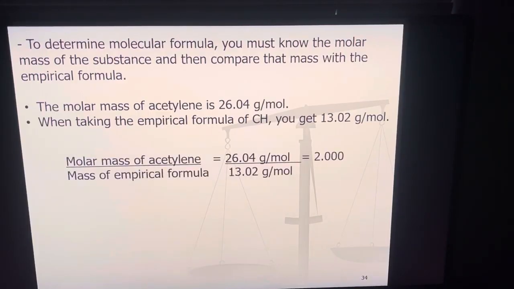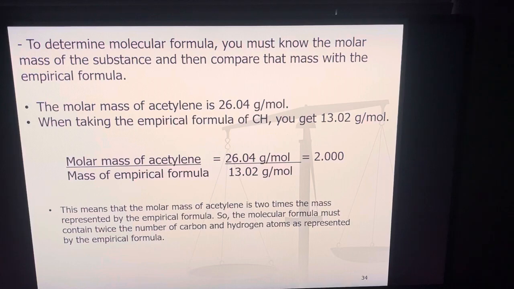So if you divide the molar mass of acetylene, which is 26, by the mass of the empirical formula, you get 2. Real simple. This means that the molar mass of acetylene is 2 times the mass represented by the empirical formula. So the molecular formula must contain twice the number of carbon and hydrogen atoms as represented in the empirical formula. So the answer is 2 times the empirical formula, which is C2H2.